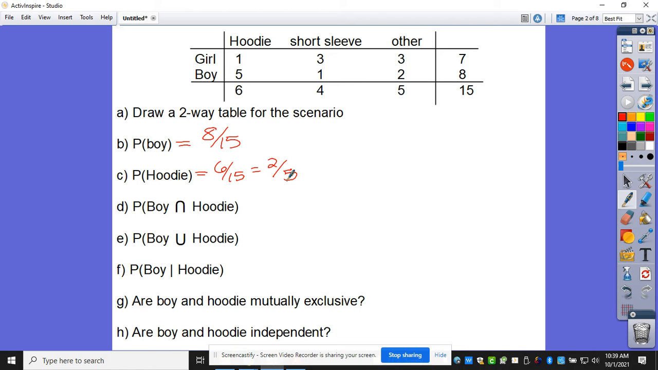If this were a tree diagram, in order to find probability of boy, then I would possibly have to take different paths and do what with them? Add them up to get the total of them that were boy.